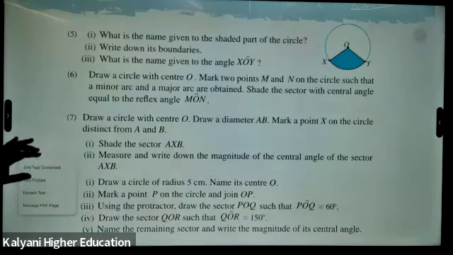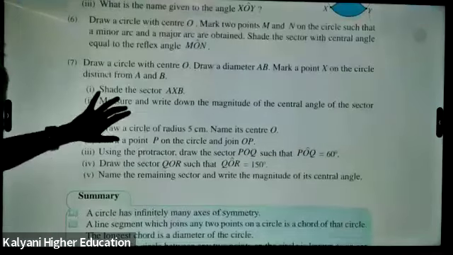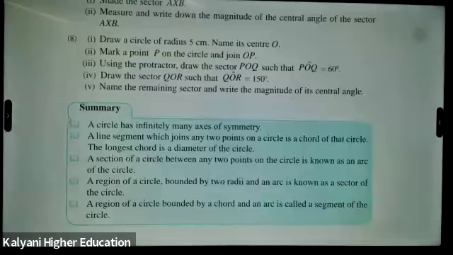Question number 7. Last question. Draw a circle of radius 5 centimeter. Name its center O. Mark a point P on the circle and join OP. Using the protractor, draw the sector POQ such that angle POQ is 60 degrees. Draw the sector QOR such that angle QOR is 150 degrees. Name the remaining sector and write the magnitude of the central angle.